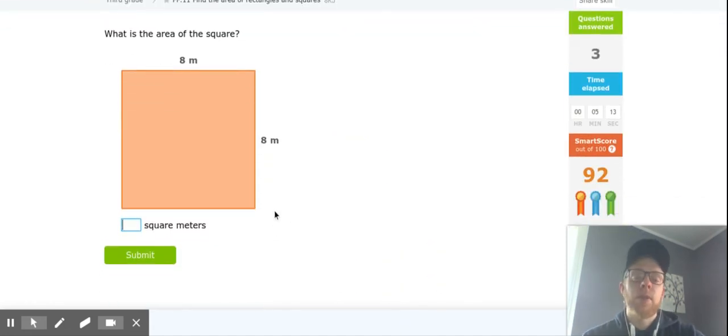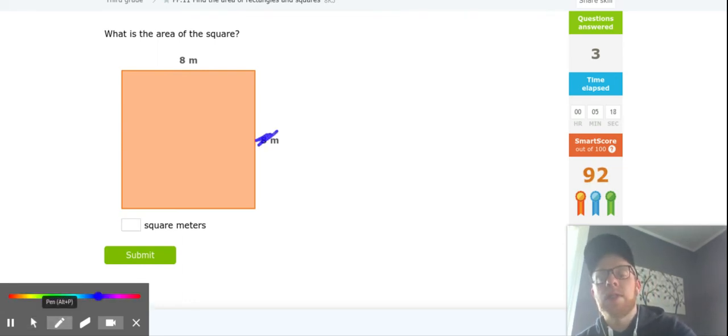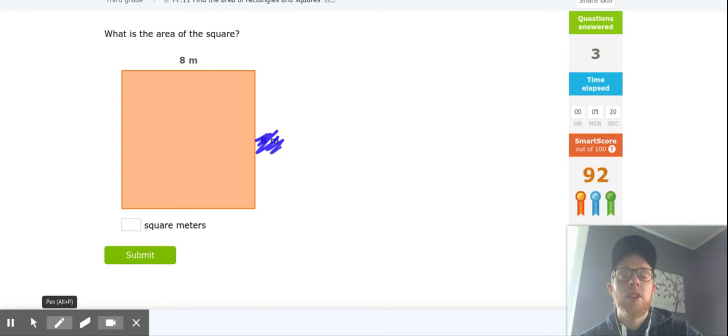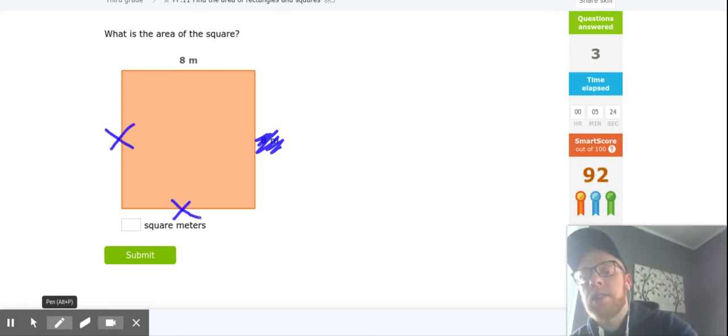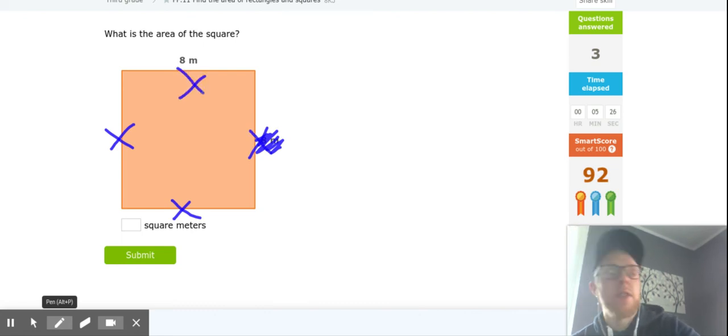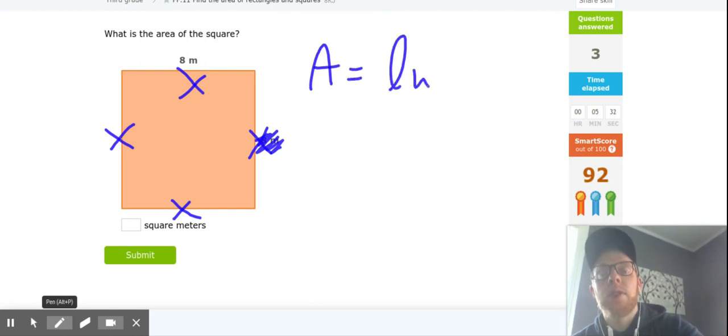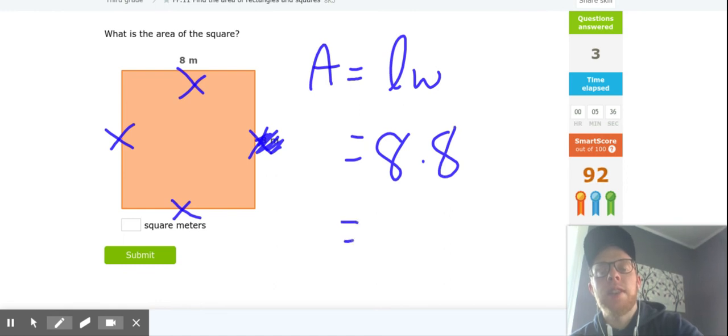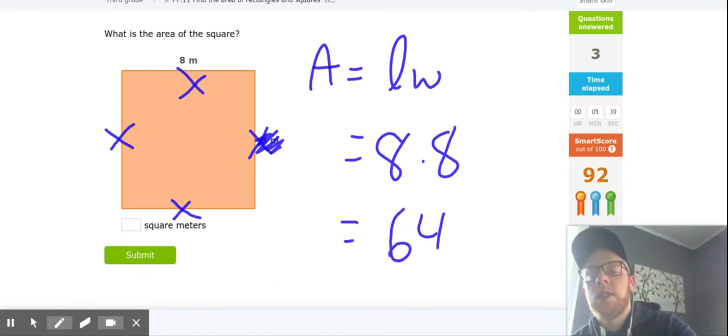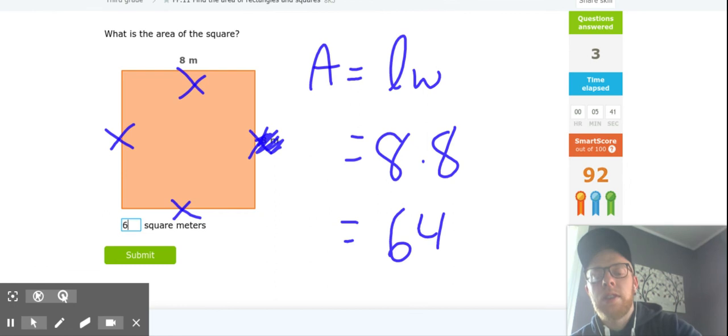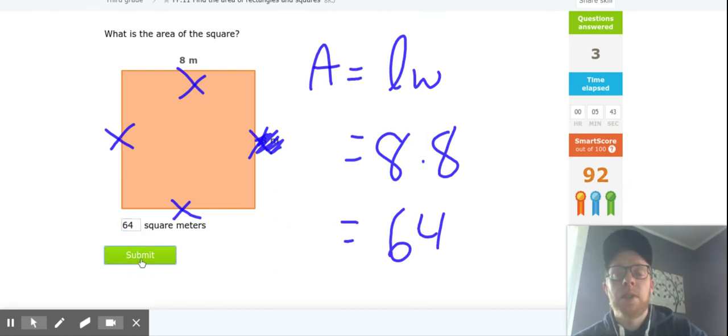All right, there's a square. So in this case, I have an 8 and an 8. Even if for whatever reason this wasn't here, you know that when it's a square, all of the sides are the same. They would each be equal to 8. So in this case, area is going to still be length times width, but I'm going to do 8 times 8, and I should get 64. So I'm going to go ahead and click. I'm going to type. I'm going to submit.